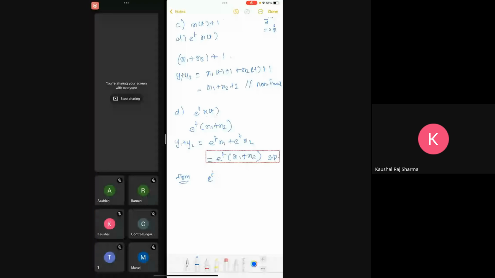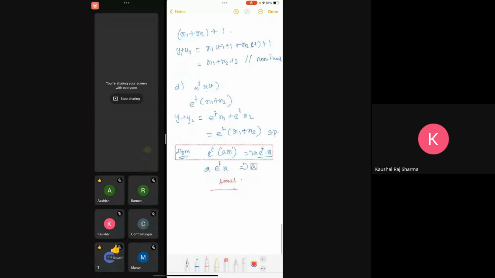For homogeneity, a first is e power t x, second is a into e power t of x. So this will again be, there is no differentiation or anything. So this will also be linear. Agree? There will not be differentiation, so this is also linear. So as some of you said, option B and option D are correct.